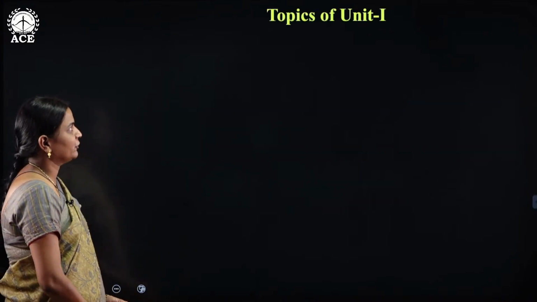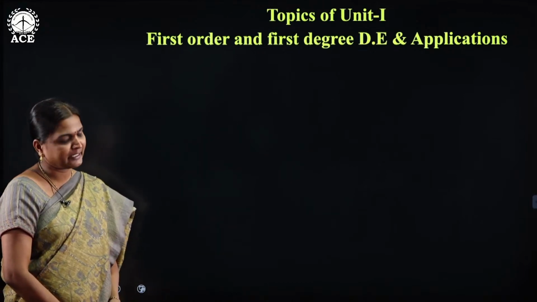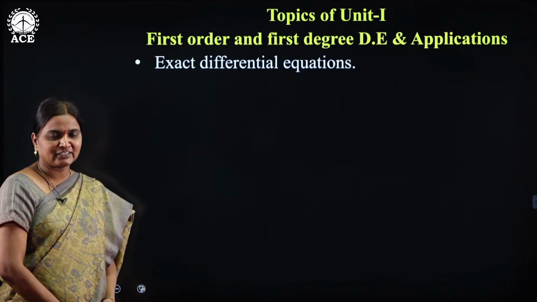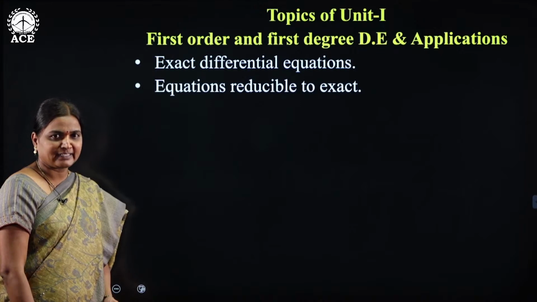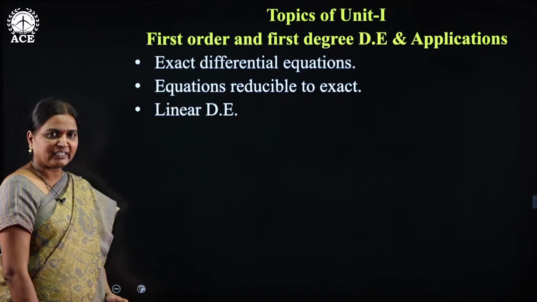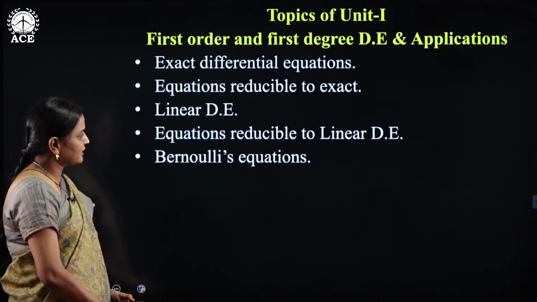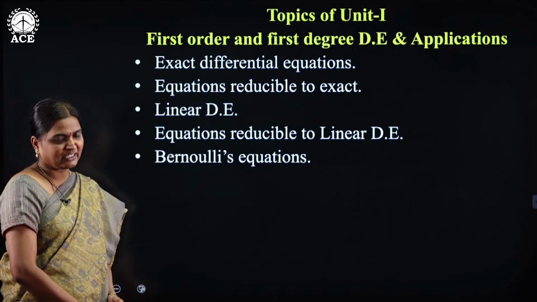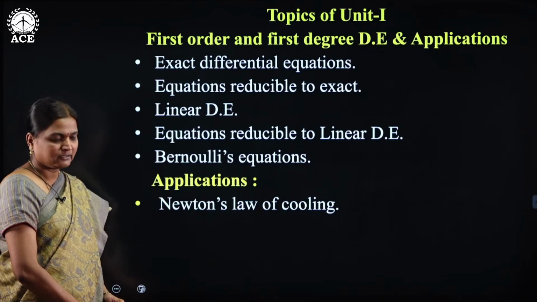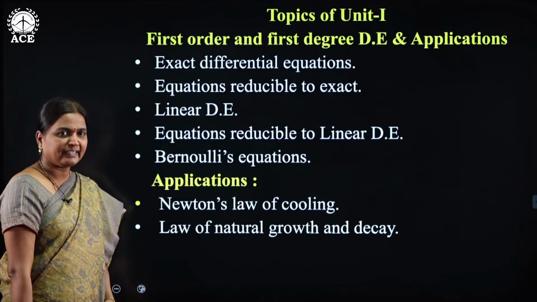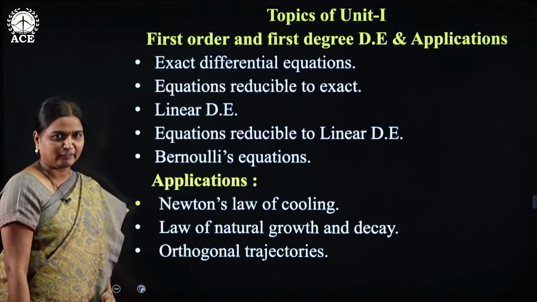The unit name is first order and first degree differential equations and applications. The first topic is exact differential equations, and the second topic is equations reducible to exact. Next, linear differential equations, equations reducible to linear. Next one is Bernoulli's equations. These are the differential equations, and what are the applications? The applications are Newton's law of cooling, law of natural growth and decay, and orthogonal trajectories. So these are the topics in unit 1.